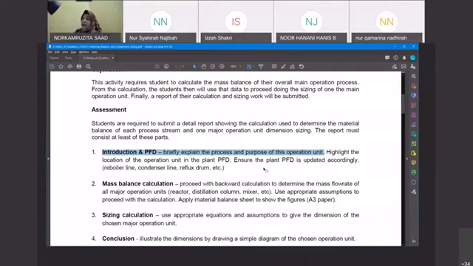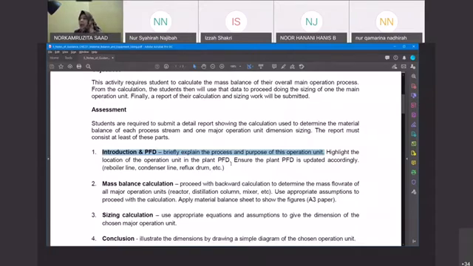Highlight the location of the operation unit in the plant PFD. So this is what you have to do. Just take the image of your whole plant PFD that you have in task number 1, right? And then you just draw a circle or a block to represent your equipment. So this is what it means: highlight the location of the operation unit in the plant PFD.